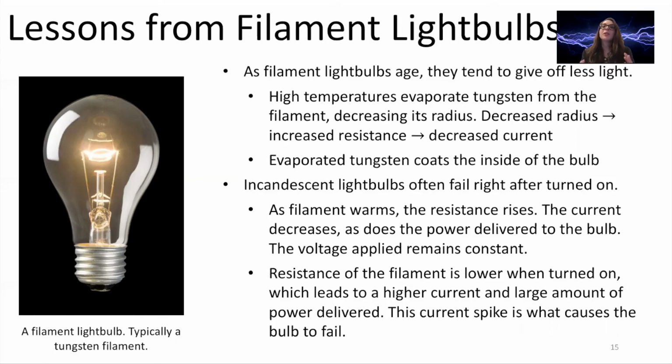Now, the resistance of the filament is lower whenever it's turned on because it's not as hot. That leads to a higher current and a larger amount of power delivered to the light bulb when you first turn on that switch. And that current spike is what tends to cause light bulbs to fail in the first place right after you flip them on.